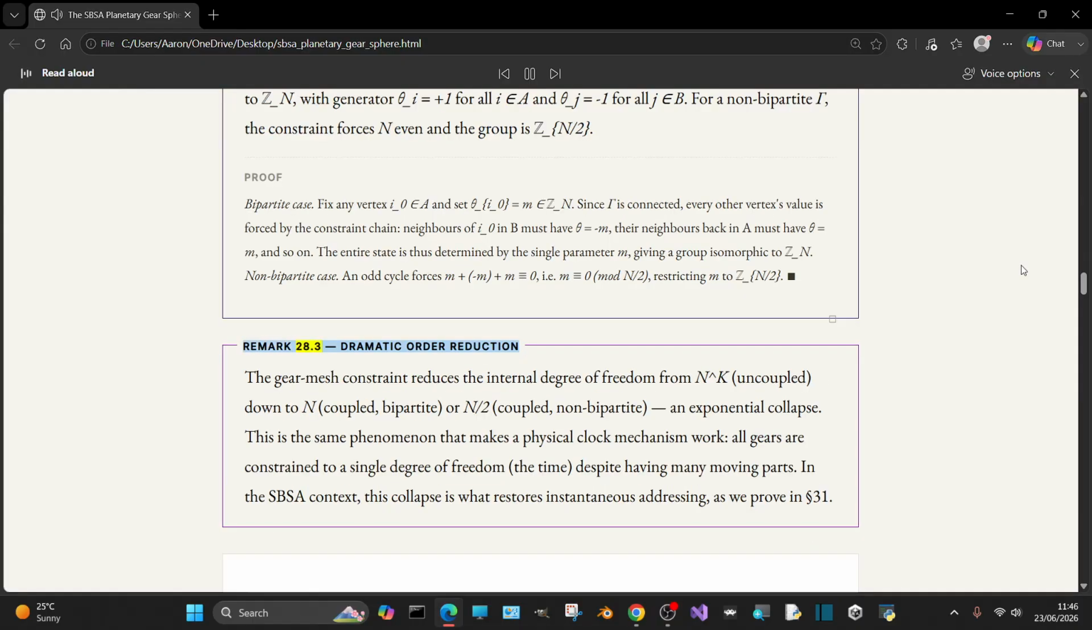Remark 28.3, dramatic order reduction. The gear mesh constraint reduces the internal degree of freedom from n to the power of k, uncoupled, down to n, coupled, bipartite, or n/2, coupled, non-bipartite, an exponential collapse. This is the same phenomenon that makes a physical clock mechanism work. All gears are constrained to a single degree of freedom, the time, despite having many moving parts. In the SBSA context, this collapse is what restores instantaneous addressing, as we prove in Section 31.